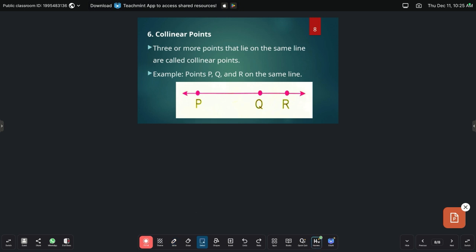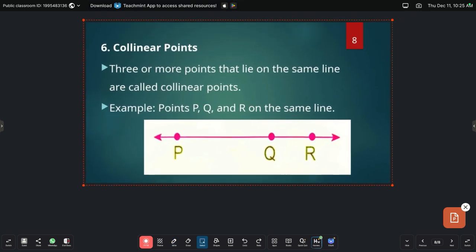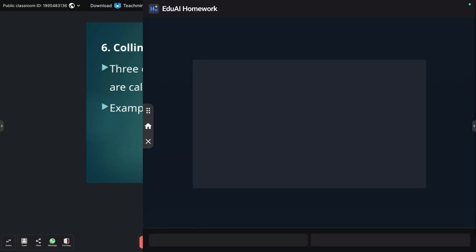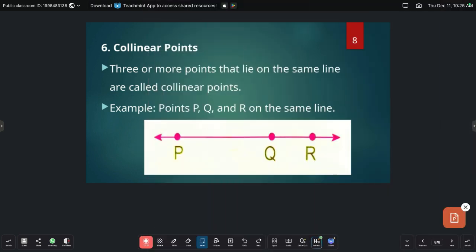Now the next. Next is collinear points. Look here, boys. I have made it easy for you by providing the figure for each definition. See, three or more points that lie on the same line are called collinear points.